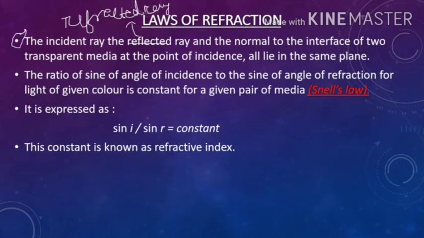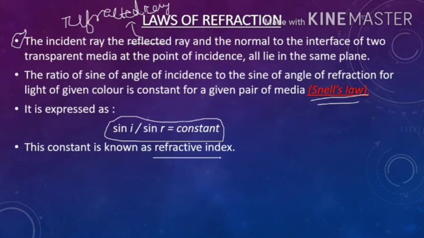And the second, the important one, is that the ratio of the sine of angle of incidence to the sine of angle of refraction for light of a given color is constant for a given pair of media. It is also known as Snell's law. The second law is expressed as sin i by sin r equals a constant, and this constant of proportionality is known as refractive index.